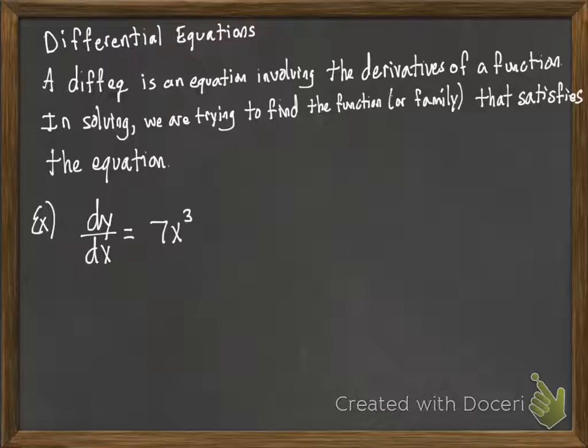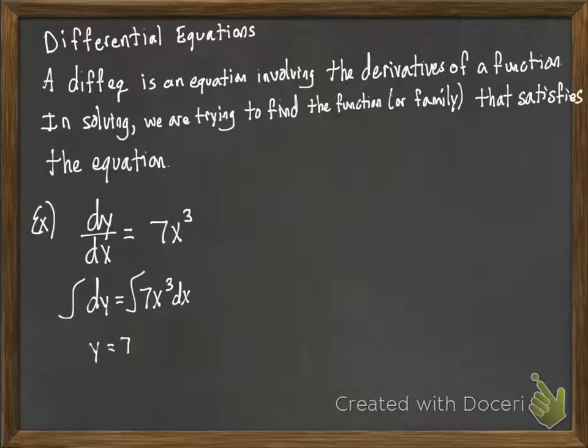So what we do is we take that dx and we multiply it over to the other side so that it's with the x's. So we have dy equals 7x cubed dx. And now we can say, hey, we want to find out what y is, so we can integrate dy. If we integrate one side of the equation, we should integrate the other side so that we still have a maintained equation. So we do that. Now the integral of dy is just y.